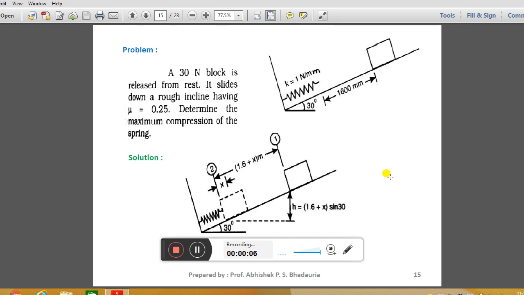In this lecture we will discuss some problems on the work energy principle. So this is the problem. Read the problem. A 30 Newton block is released from rest. It slides down a rough inclined plane having coefficient of friction equal to 0.25. Determine the maximum compression of the spring. So this is the sketch which is given in the problem.